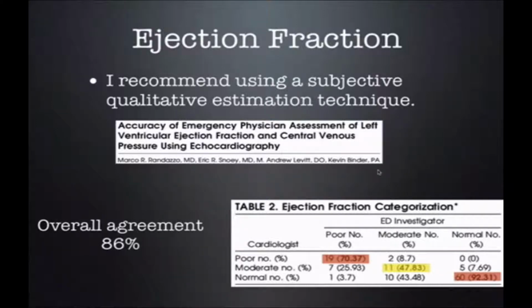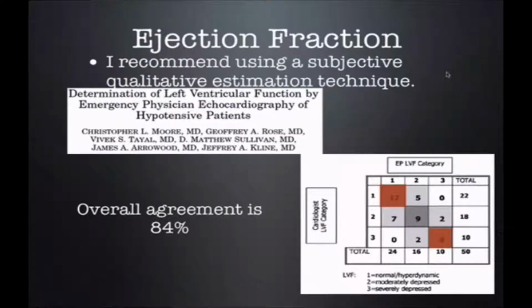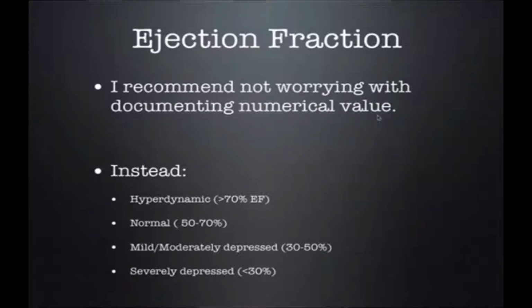Now here's a study comparing cardiologists to ED investigators, and you can see that there was a 70.37% agreement with a poor ejection fraction and a 92% agreement with a normal ejection fraction. So overall, for the extremes, which is what we care about, there was high agreement between the cardiologist and the ED investigator. And they were just using a simple qualitative technique. Here's another study, again, comparing emergency physician to cardiologist. In extremes, there was very good agreement, 84%, using a qualitative assessment. Overall, I recommend not worrying with documenting the exact numerical value. Just say hyperdynamic, normal, mild to moderately depressed, or severely depressed.